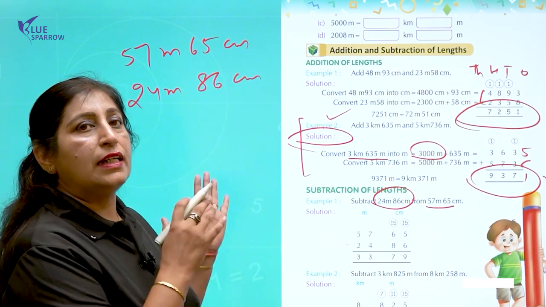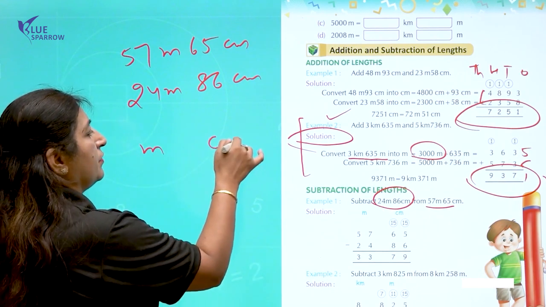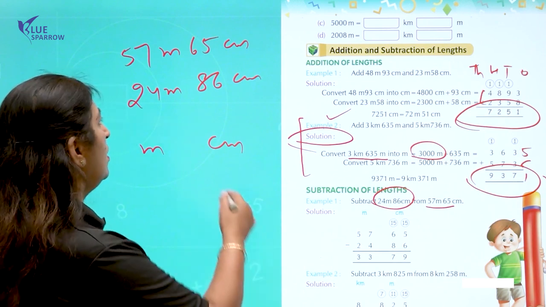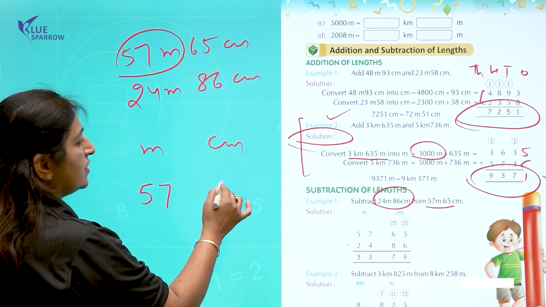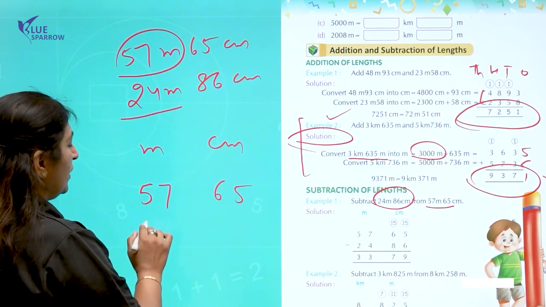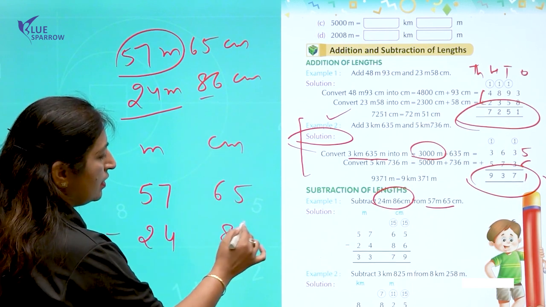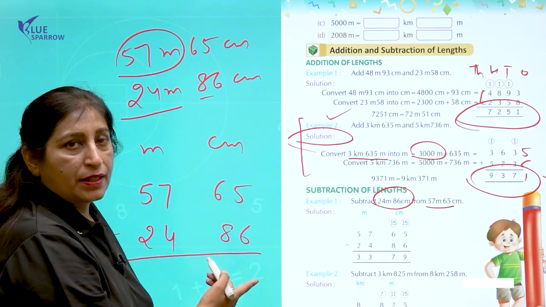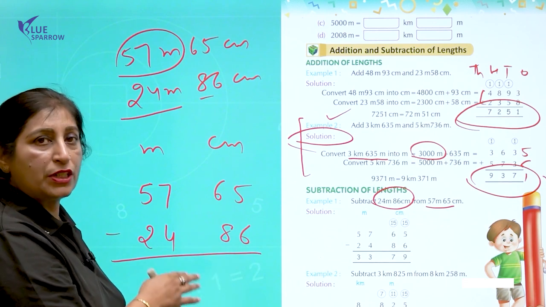Firstly, we would write these two numbers in proper columns, meter and centimeter. Firstly, make two columns, one of meter and another of centimeter. So write 57 meter in the meter column and 65 centimeter in the centimeter column. Now write the number 24 below the meters and 86 below the centimeters. 57 meter 65 centimeter is the bigger length, so it would be written above the other number which is smaller.